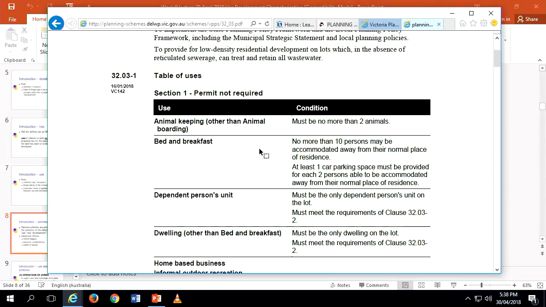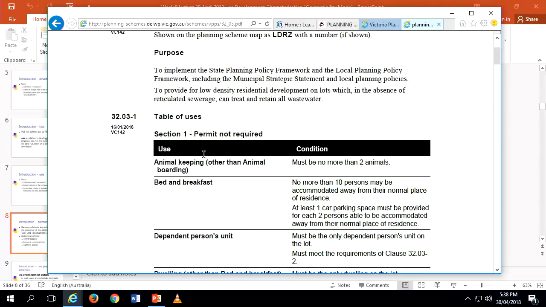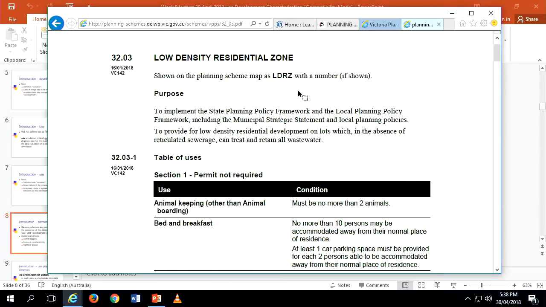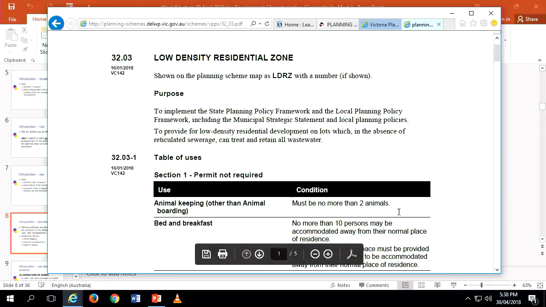So, what happens if what you're proposing doesn't meet this condition? Say you want to keep animals, it might be goats, and remembering that you're in the low density residential zone, where things might be a little bit more open to doing things like keeping animals. What happens if you don't meet this condition? You need a permit, and why is that?